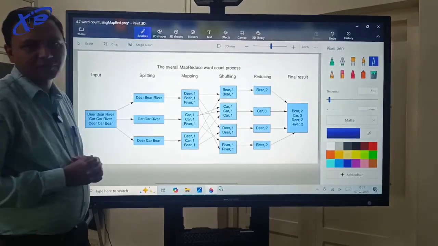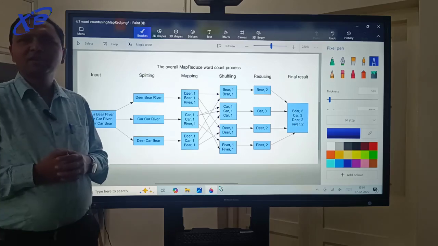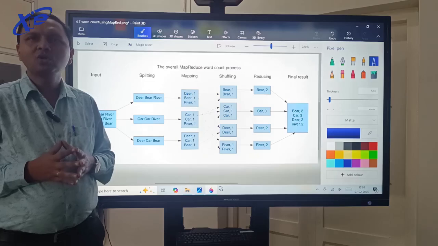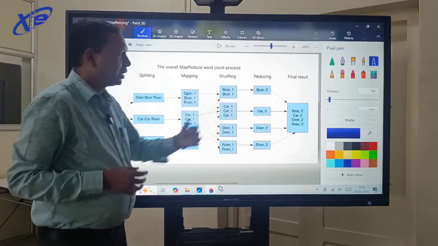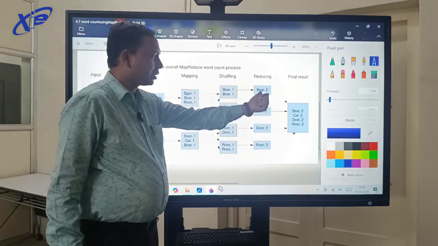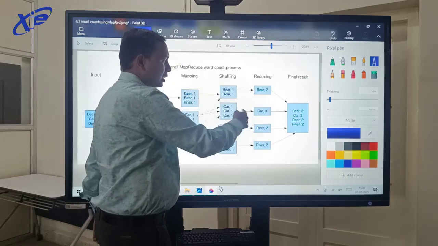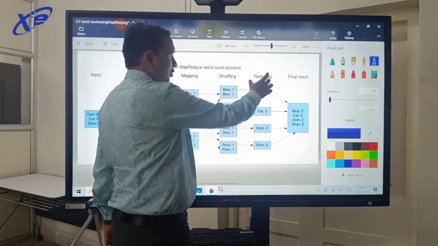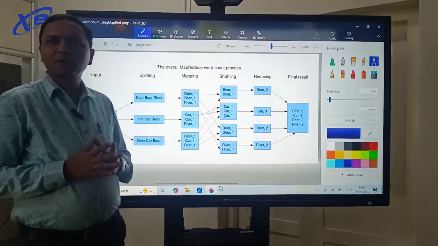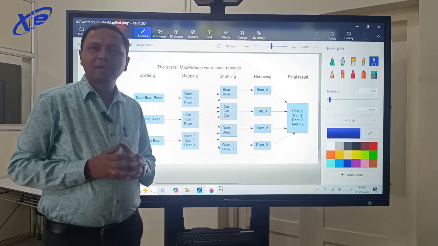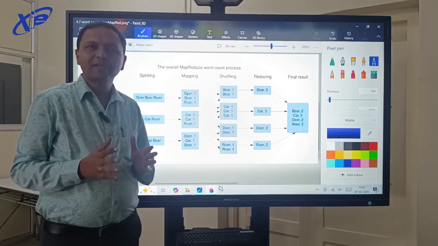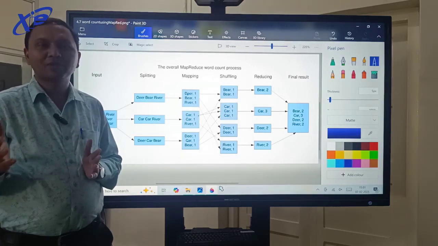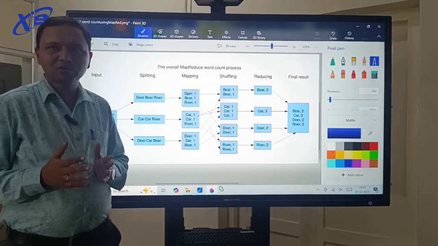Next is the reducing phase. In the reducing phase we are clubbing and merging the results into respective files. So here beer comes 2 times, car comes 3 times, deer comes 2 times, river comes 2 times. So this is the reducing phase. What is the actual purpose of MapReduce? The purpose is to collaborate and merge the data from a variety of different sources.